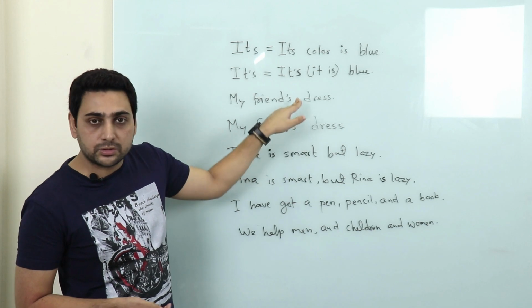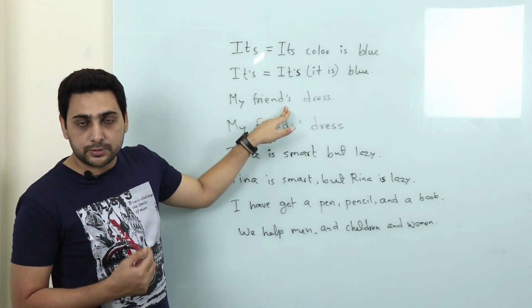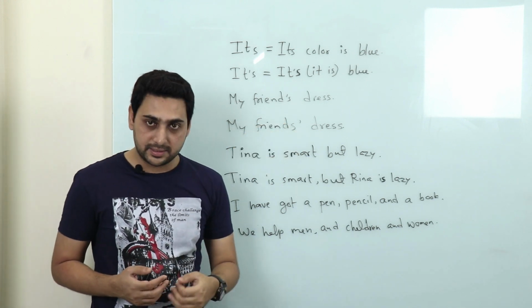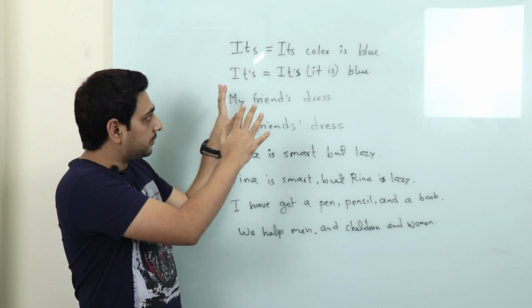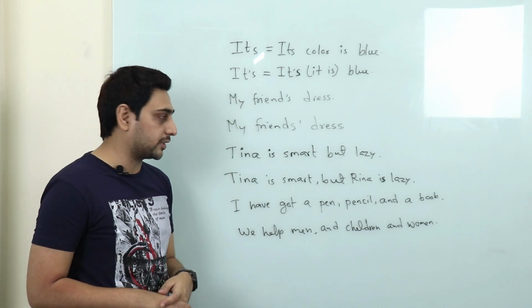Anyway, look at the use of the apostrophe here again. Singular entity, the apostrophe goes before S. Plural entity, the apostrophe goes after S, right? So these are the common uses of apostrophe. Basically these are the simple uses I have explained.